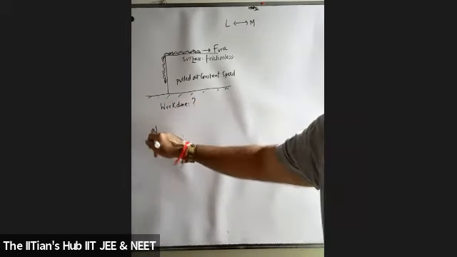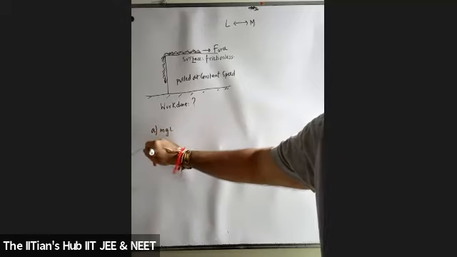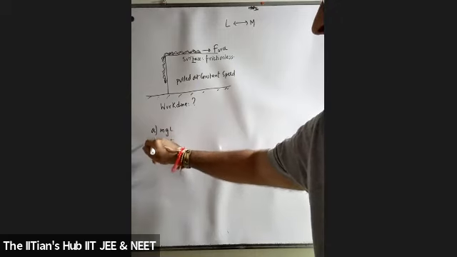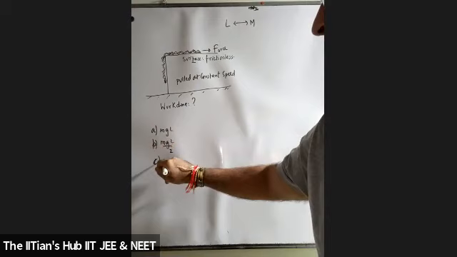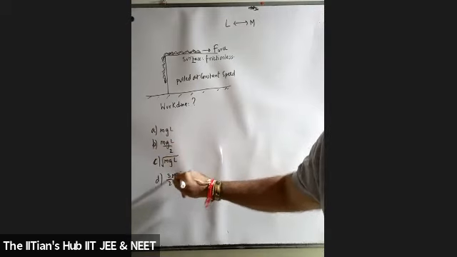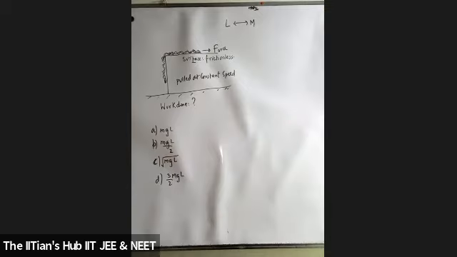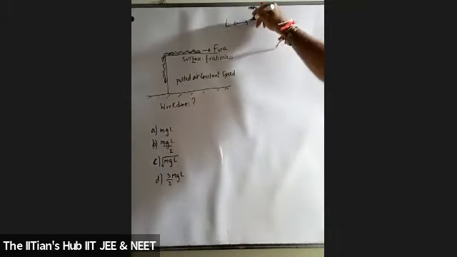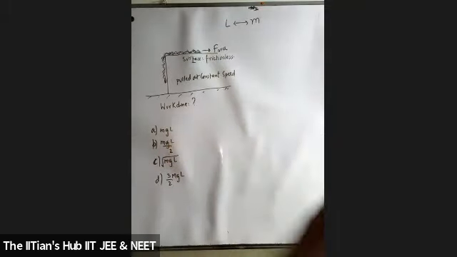Options are: m into g into L, m into g into L by 2, option C, m into g into L root 3 by 2, mgL. M is the mass. I will consider small m as the mass of the chain and L as the length. Students, is the question clear?